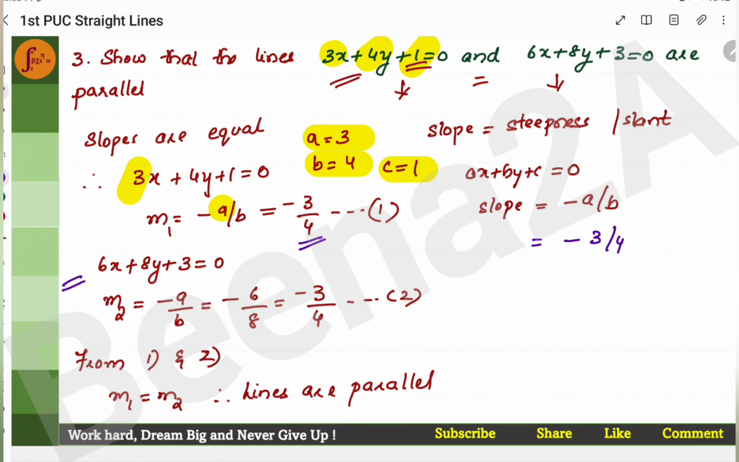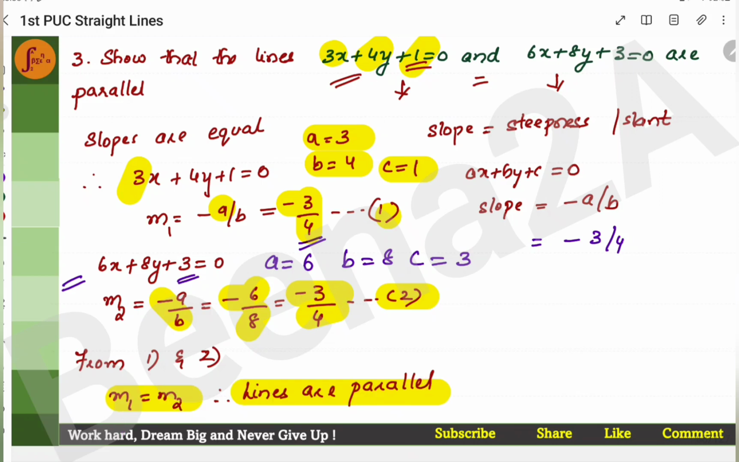Now we'll take the second line, 6x plus 8y plus 3. Now what is a here? The number next to x, 6. What is b? The number next to y, 8. What is c? It's just the number, which is 3. Now slope is minus a by b. A is 6, b is 8. So minus 6 by 8, which is nothing but minus 3 by 4. Now you notice, the slope of the first line is minus 3 by 4, and the slope of the second line is also minus 3 by 4. Since the slopes are equal, we can say the lines are parallel.